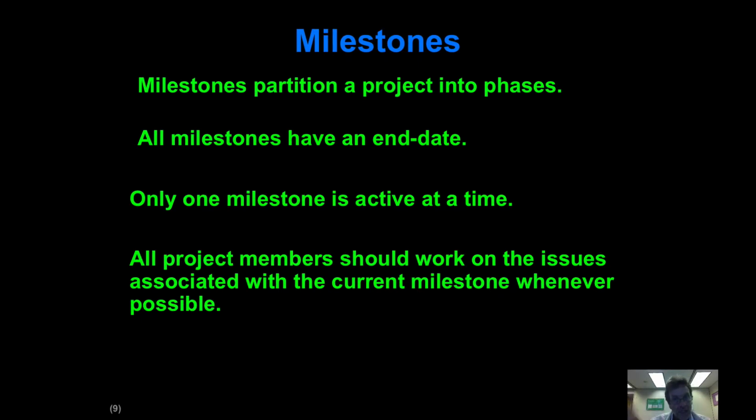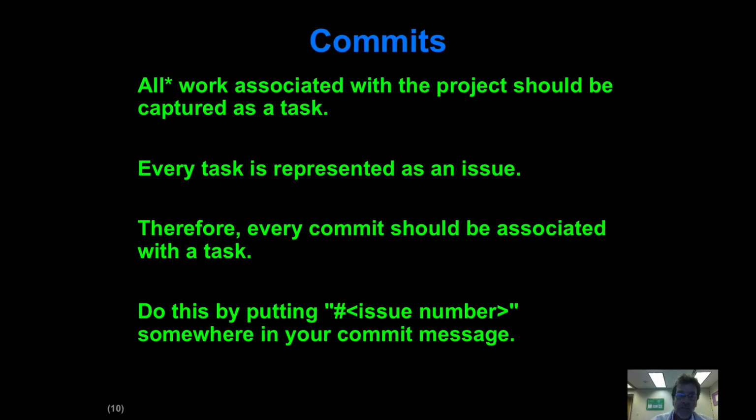Under my simplified approach to project development, only one milestone can be active at a time. That focuses the effort of the team on one specific chunk of functionality. The focus of all effort should generally only be on the issues associated with the current milestone. Sometimes that gets violated, but in general, that's what you want to try to achieve.